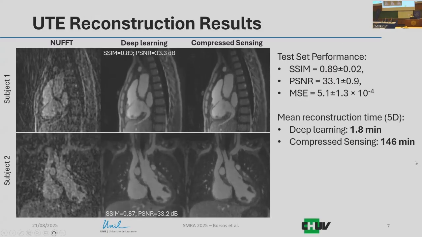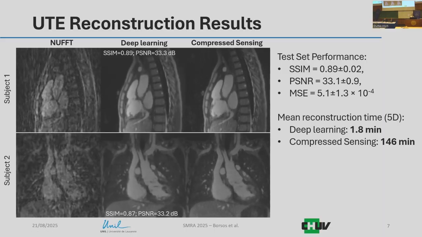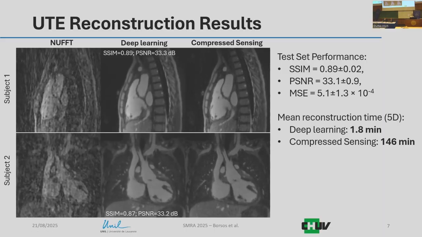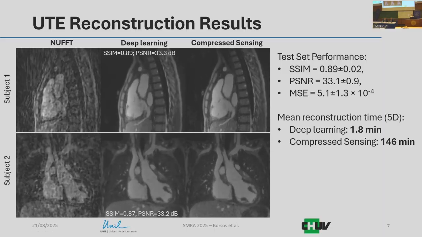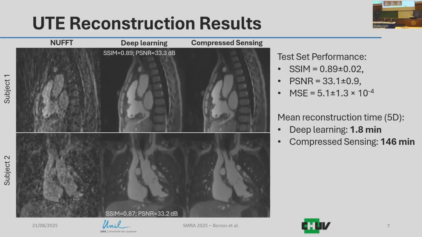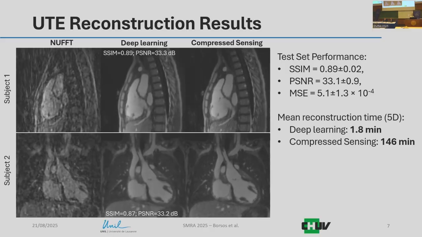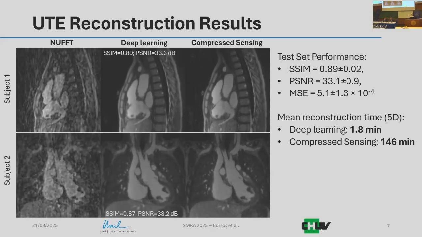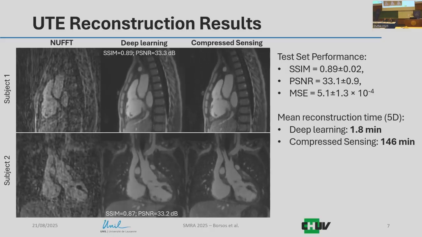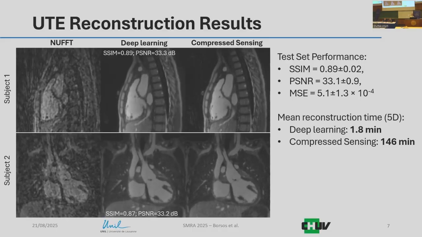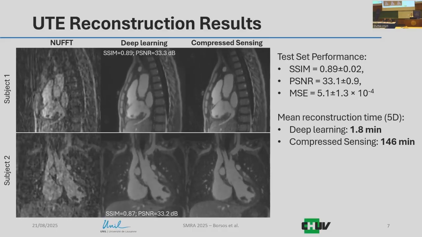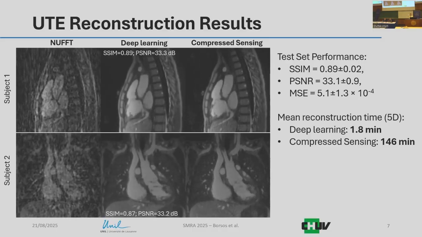So here are some of the images that we have. In the first column, we're showing just the non-uniform Fourier transform. This is like the naive regridded reconstruction. In the center column, you have our proposed deep learning approach, and then the reference compressed sensing in the final column. You can see both qualitatively from the images as well as quantitatively from our metrics that we can achieve reasonably good agreement with our compressed sensing references, which in and of itself is quite nice.